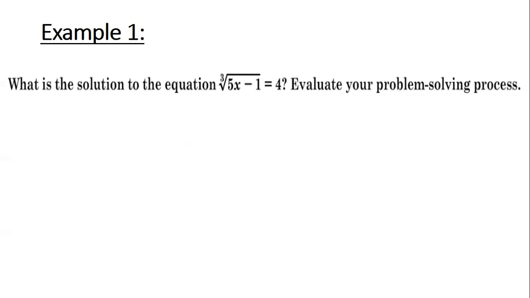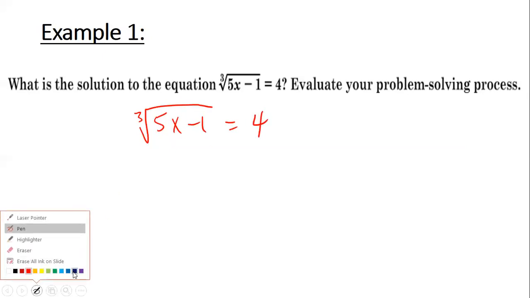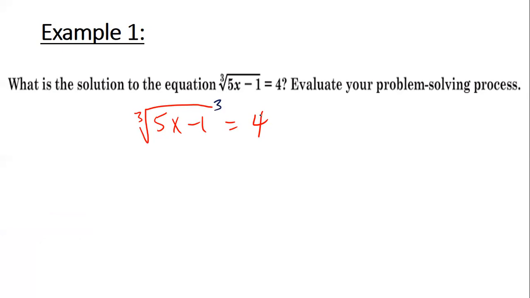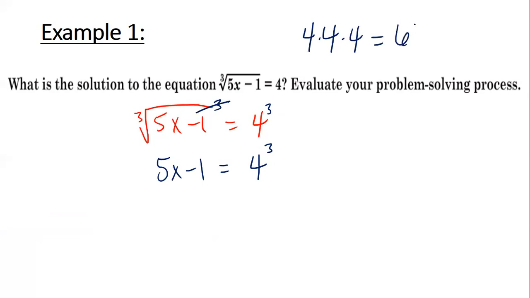Cool. All right. So we have the cube root of 5x minus 1 equals 4. And it wants us to solve this. So what's the opposite of cube root? To cube it. So in order to cancel out the cube root, what do I need to do? Cube. And what I do to one side, I have to do to the other. So this cancels out my radical, and I'm left with 5x minus 1 equals 4 to the third. 4 to the third means that I have 4 times 4 times 4, which equals 64.